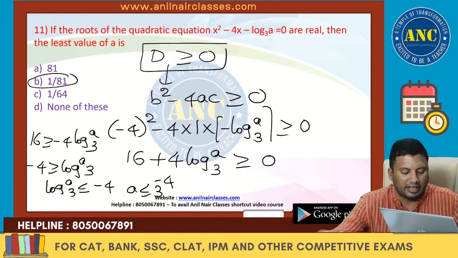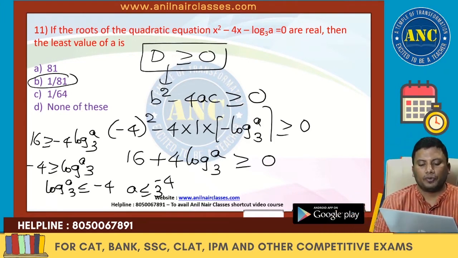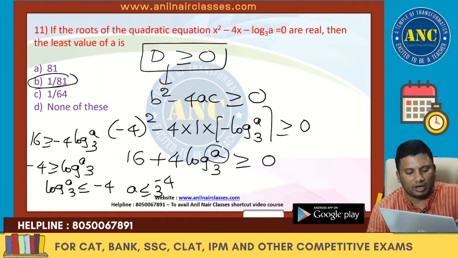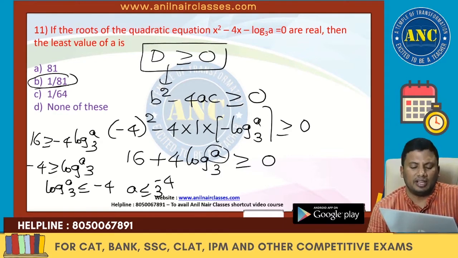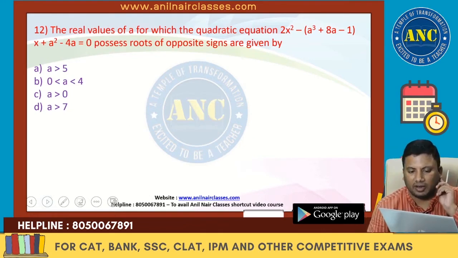1 by 81. I hope it is clear. So what is the minimum value? Minimum value is 1 by 81. Directly you can do it. A is 1 by 81, and 1 by 81 is 3 power minus 4. 16 minus 16 will be equivalent to 0. Very simple question of discriminant greater than or equivalent to 0.